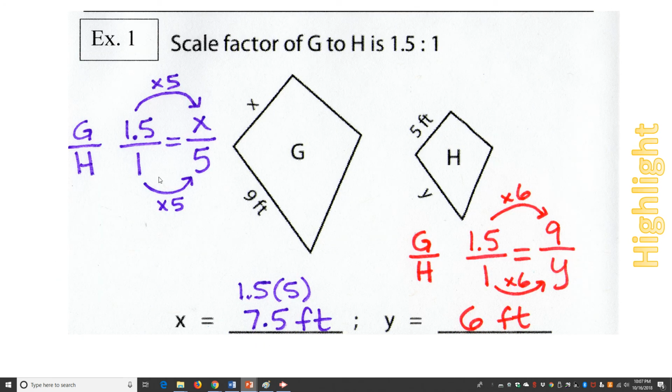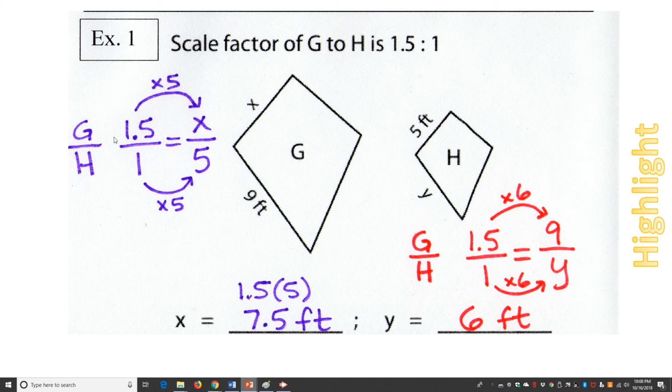So example 1 gives us a scale factor of G to H is 1.5 to 1. That means that from H to G, this image has increased by 1.5 times. So I set up my ratio of shape G to shape H, and G is 1.5 and H is 1. Therefore, X is on shape G. So I lined up X with 1.5, and then X corresponds to 5 feet on shape H. So H would be the 5.